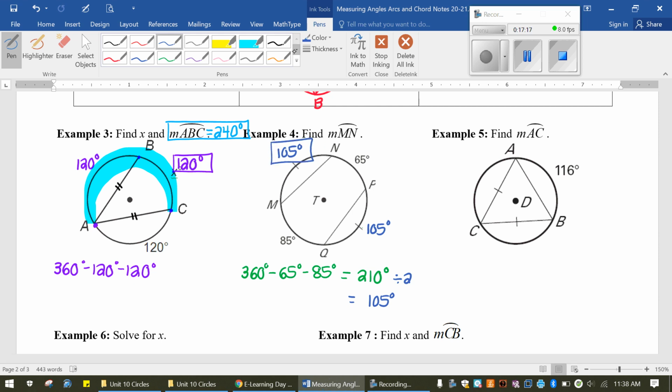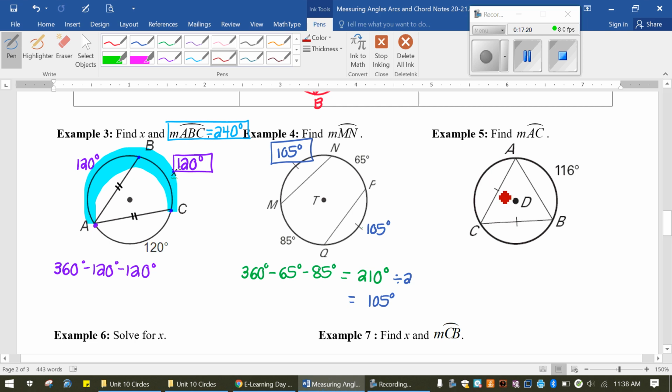Okay, repeat that same thing on number 5. I've got congruent chords. That means these 2 arcs are also congruent. So if I have 360 and I subtract 116, that leaves me with 244 degrees. I have to split that evenly between these 2 arcs, meaning I have 122 degrees for each one. So the measure of arc AC is 122.